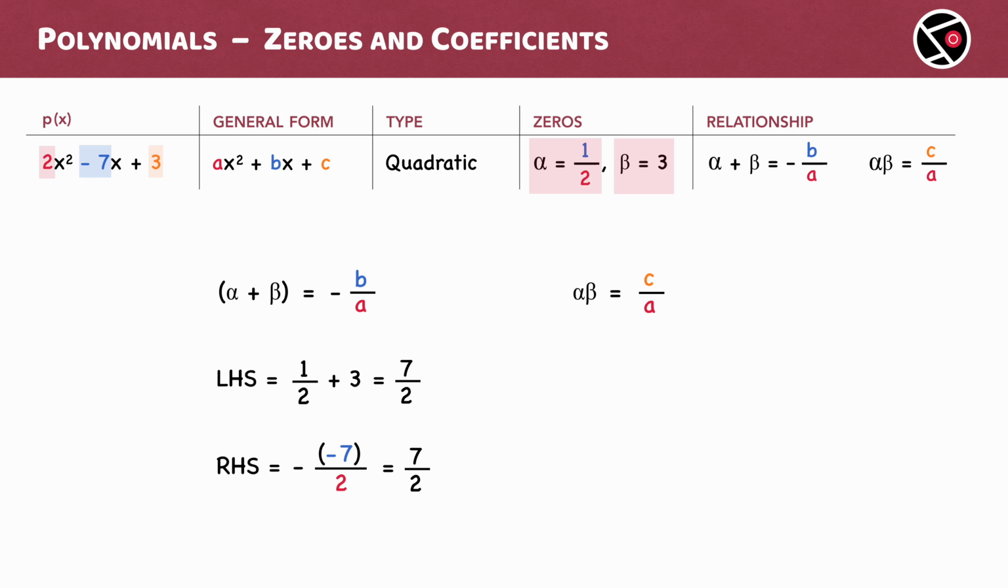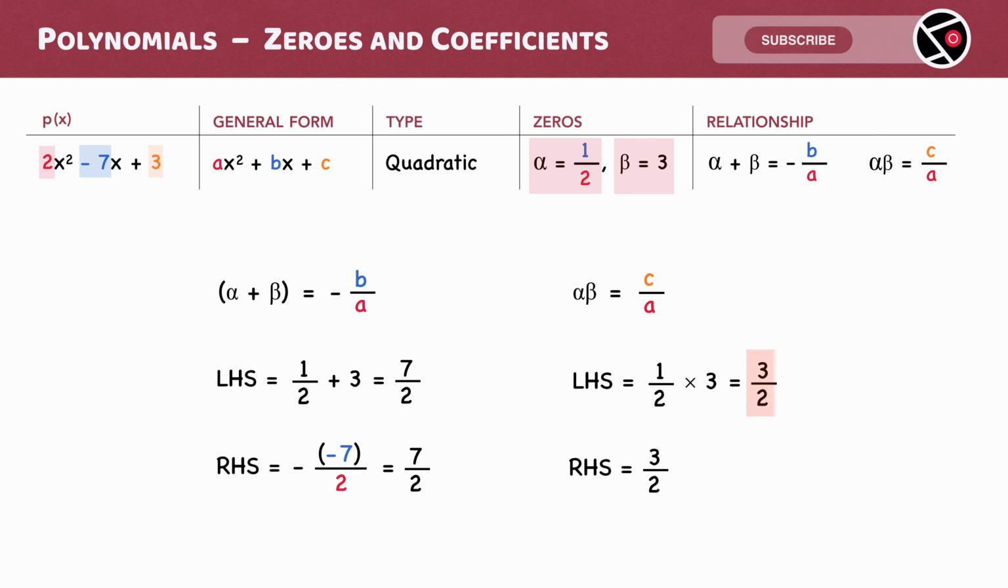Next, we have the product of zeros. The left hand side is alpha times beta, which equals 1 over 2 times 3, or 3 over 2. On the right hand side, c over a is also 3 over 2. Once again, the left-hand side equals the right-hand side. So, the relationship that we derived works perfectly for this polynomial.